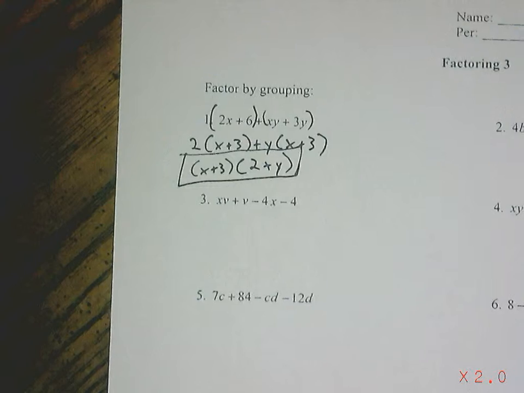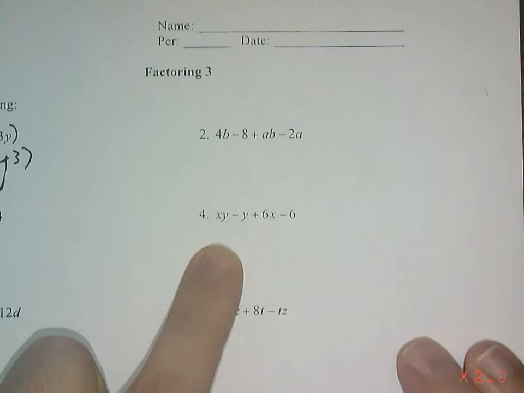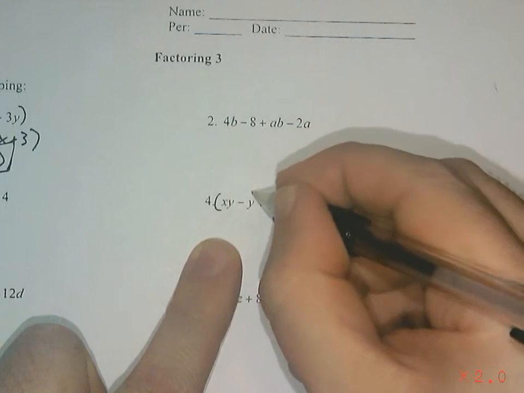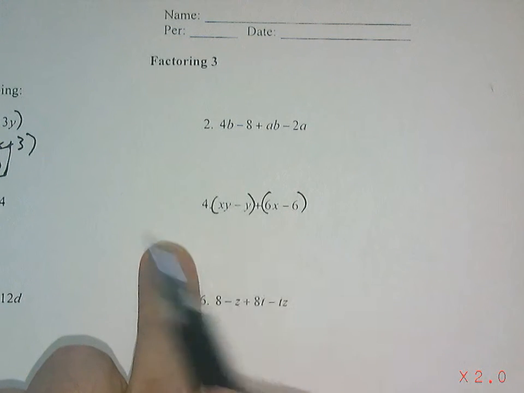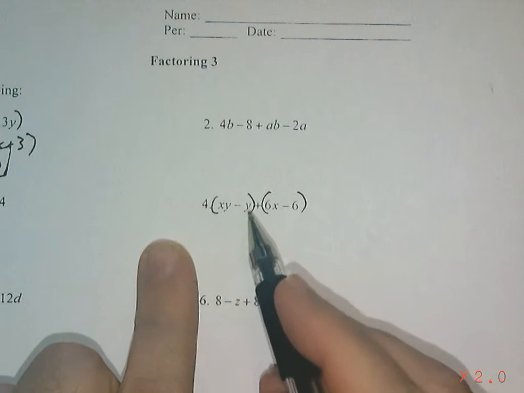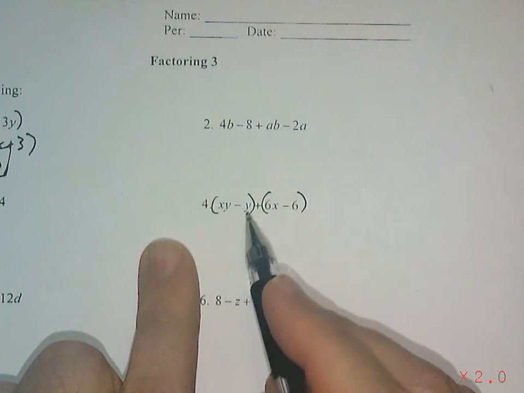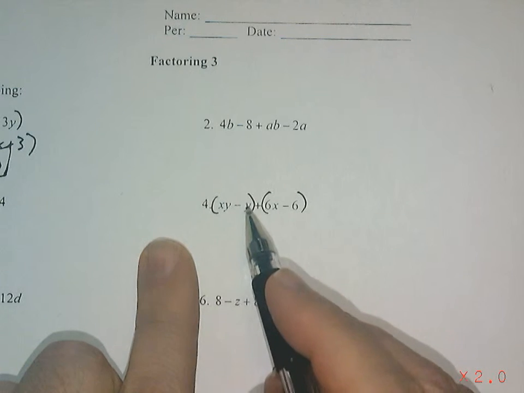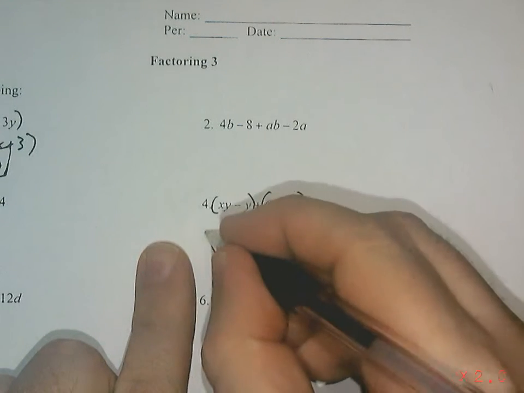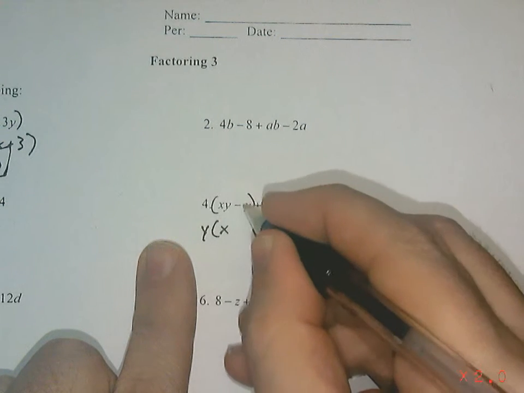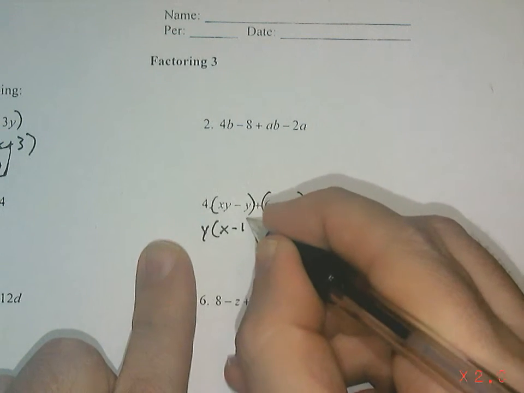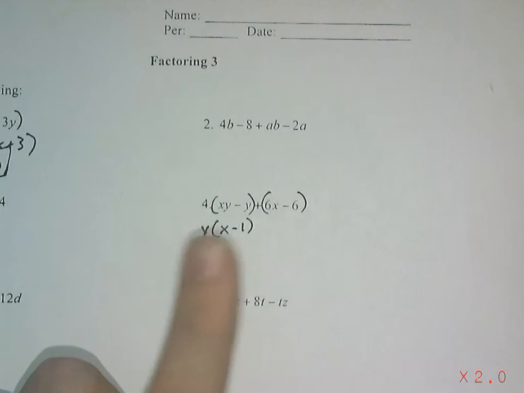Let's look over here at number 4. So again, I'm going to group them. Nice and easy. And then I'm going to look at these and factor out my greatest common factor in each of these. So this first group, I've got a y, right? This is technically negative 1 times y, right? So when I factor it out, I have y times x, and then this just becomes a 1, so minus 1. That's what's left after you take out the y.